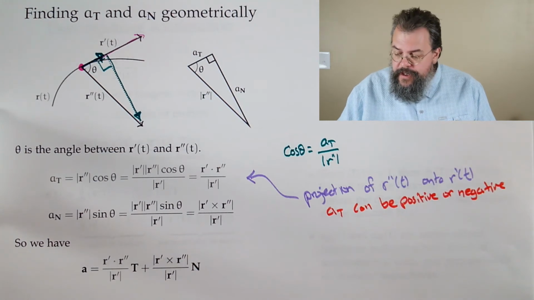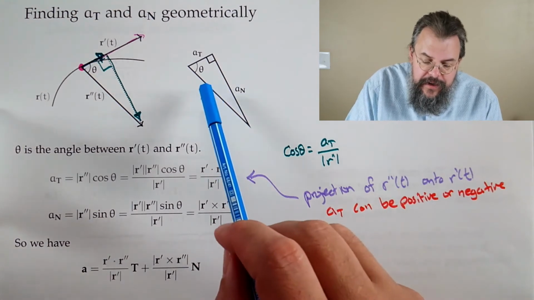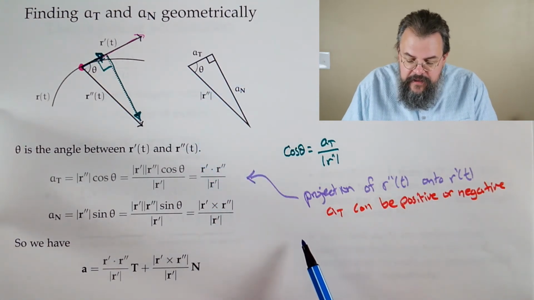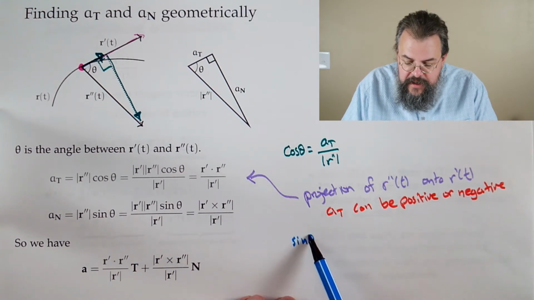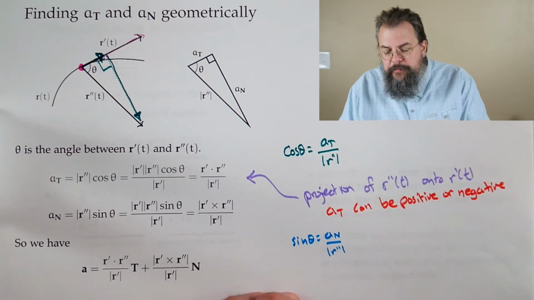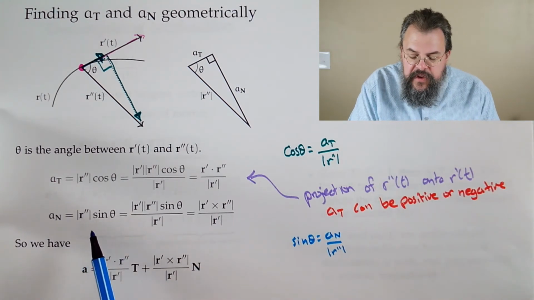All right, what is a sub n? Well, look at the triangle. It's the opposite side, right? So we say, hey, that's sine. So sine of theta is a sub n over the magnitude of r double prime. Well, all right, so a sub n is the magnitude of r double prime times sine theta.